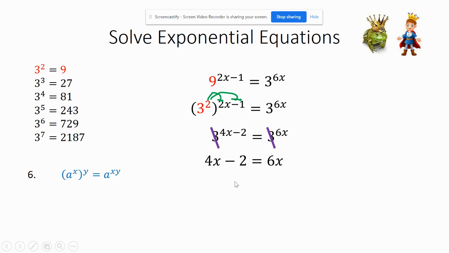So then to solve, I need x's on the same side. So I'm going to probably subtract 4x from each side. That seems to be the way. It gives me a positive 2x, which I will now divide by 2. And then x will equal negative 1. The key to solving these is getting the same bases. And then we can set the exponents simply equal to each other.